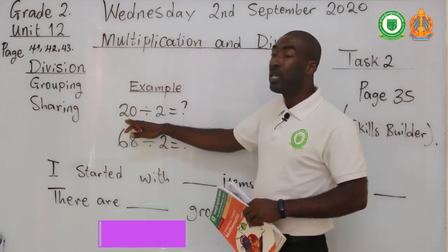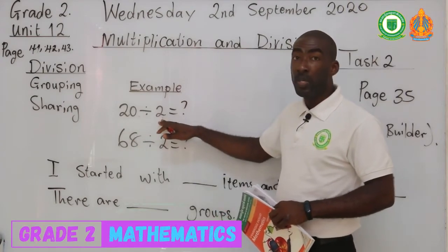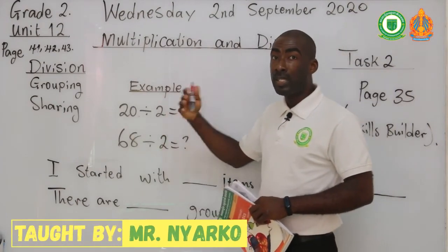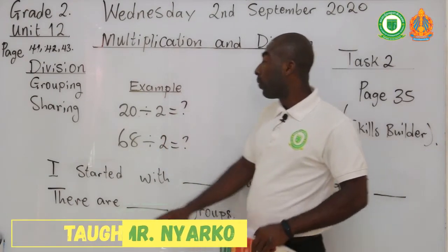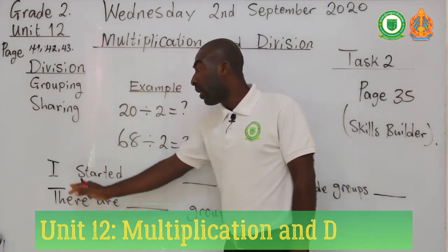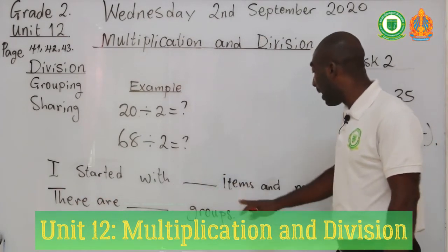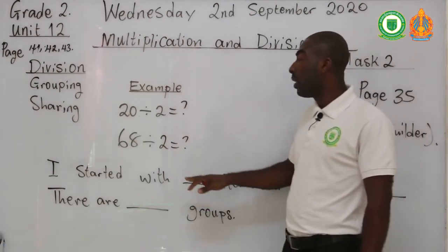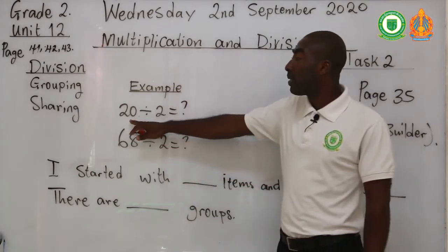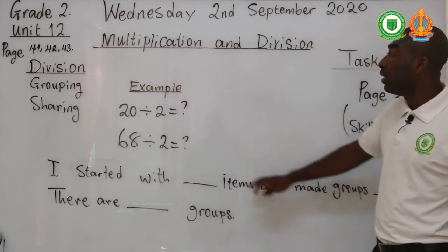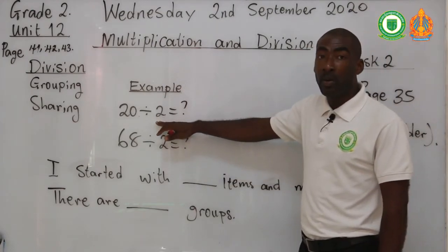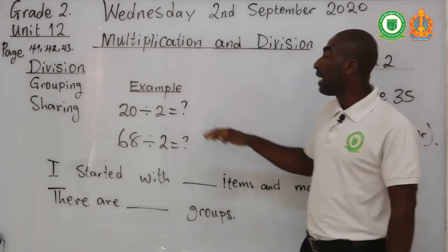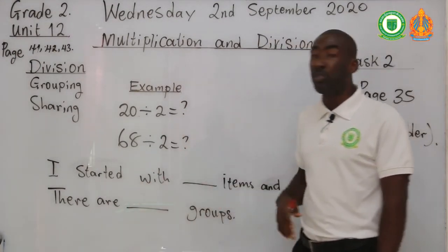Okay, so the 20 here becomes the item, and the 2 here becomes the persons or the people who are going to share the items. With our sentence, it's saying I started with a blank number of items and made groups. That means you started with the items over here, and then you put them into this number of groups, and then we find out how many groups you are going to have at the end.